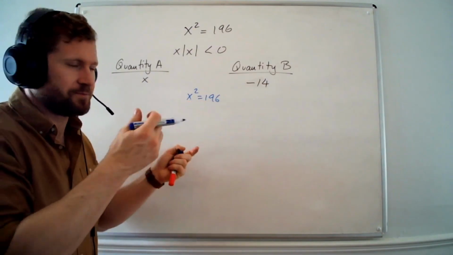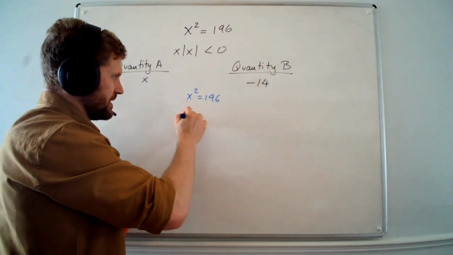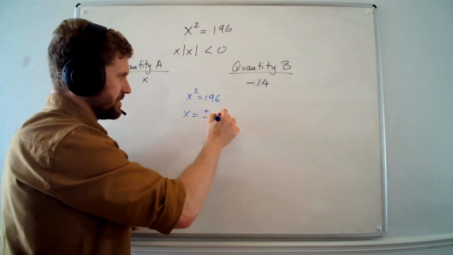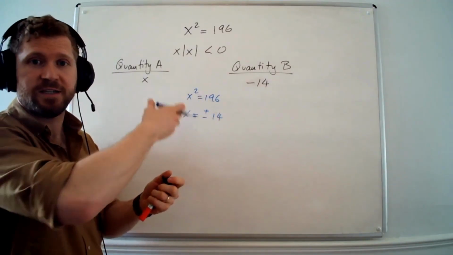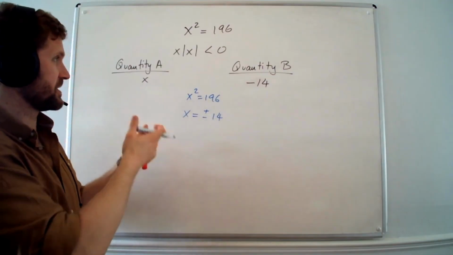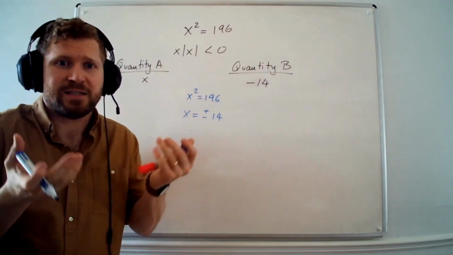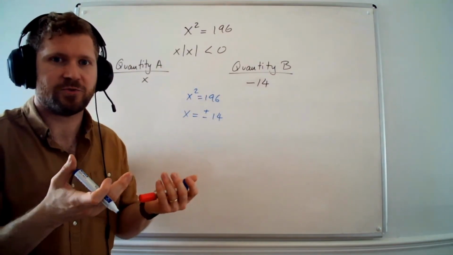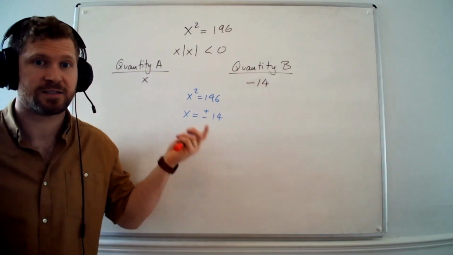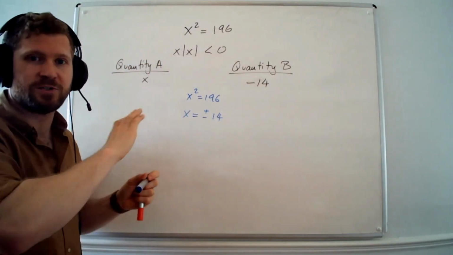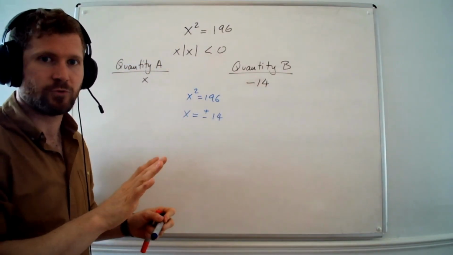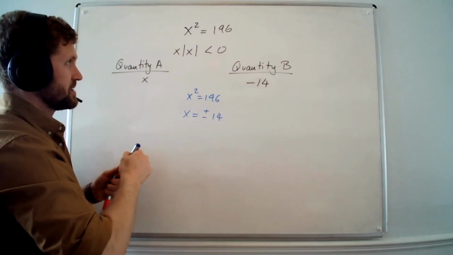Well, now if I find the square root of 196, this will tell me that x is either positive or negative 14. So if x is positive 14, x is definitely bigger. If x is negative 14, these two are the same thing. If I can't tell whether it's positive or negative 14, then the answer is going to be D, because I can't tell which is bigger out of these two. Okay, so that's the first piece of information dealt with. We can't do anything more with that for now. I'm going to look at this second piece.